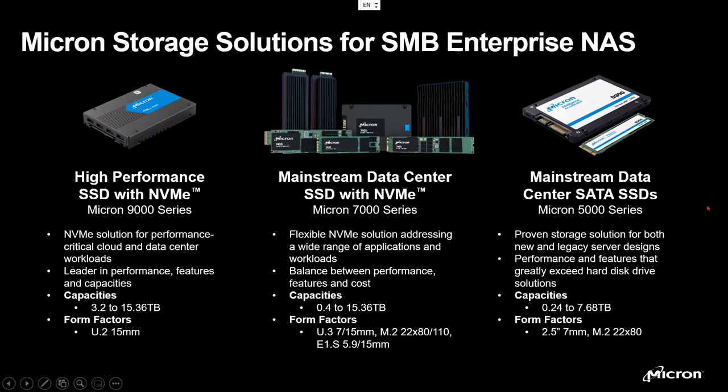And if you look at the right-hand side, this is where a customer who may have a budget constraint, or who still has some SATA slots they need to connect to, will find this a very attractive solution. We call it the Micron 5000 series. This is a proven storage solution, currently in its third generation. It's designed for both new and legacy server or NAS designs. It gives performance and features that really exceed what the hard disk is able to do. We have capacity from 0.24 terabyte all the way to 7.68 terabyte, and it's available in 2.5 inch and M.2 form factor. So these are the solutions that we have brought to the market for SMB and enterprise NAS.